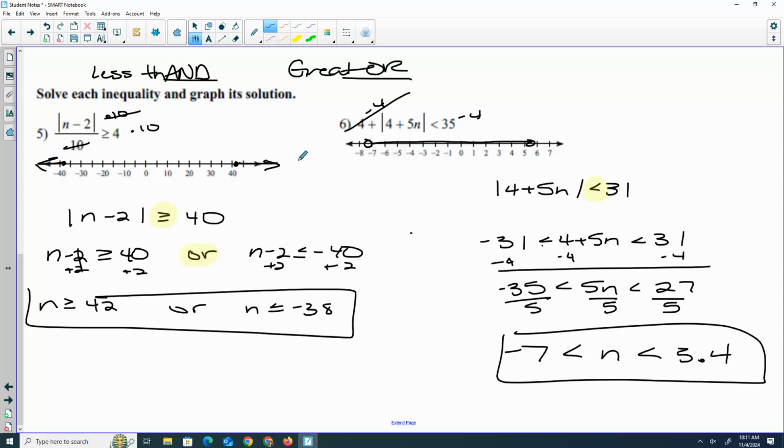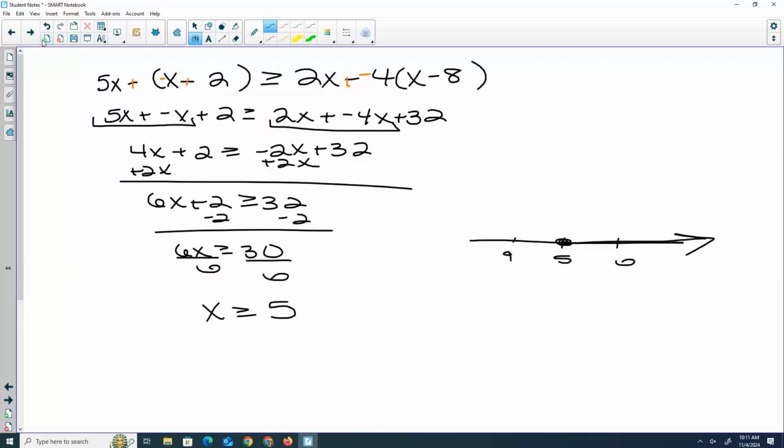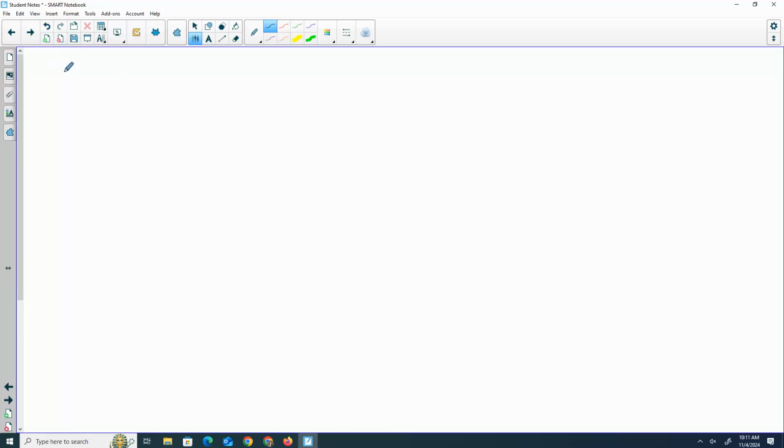Alright, I'm going to put 2 more up here for you guys to try. Then that'll be it. Unless we need more. So the absolute value of 18x plus 9, plus 1, is greater than 64.